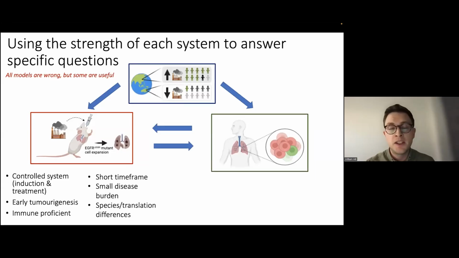It's got a very small disease burden. The maximum tumor size is a few millimeters. It's a very short time frame. It poorly recapitulates the decades of exposures and variety of exposures. And then also there are the obvious differences between species and translation between them. But I think it can be really useful to help define the questions that we can then go back and address using our clinical cohorts.